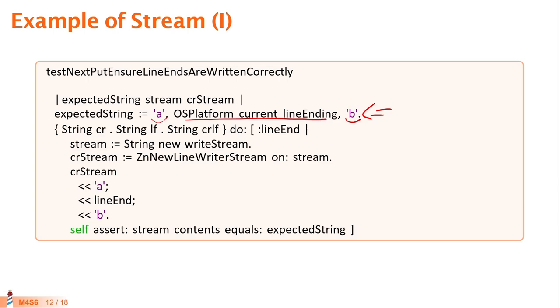And then what we're going to do is to craft different strings using different line endings. So here we take 3 different line endings: just CR, LF, and CRLF. We are going to craft a string using that line ending, and then we are going to write it using the line ending write stream to see that it actually matches the string that we expect. So here we are testing that our new line writer stream is actually transforming the different line ending conventions to the expected string, which is the one of the platform.